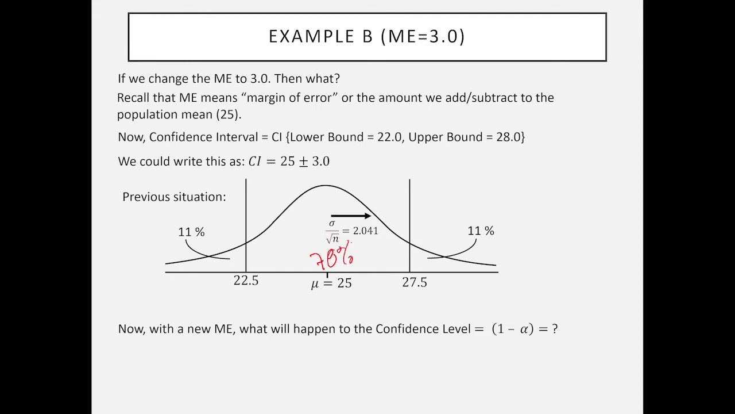Well, we know that this number is going to have to widen out. So you can expect that the confidence level is going to have to get bigger, probably. And what's going to happen to alpha, or alpha over 2? Alpha is the area outside. That was 22%. Well, that's going to get smaller, and alpha over 2 I would expect to get smaller.